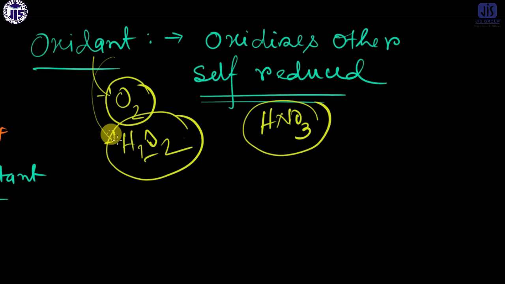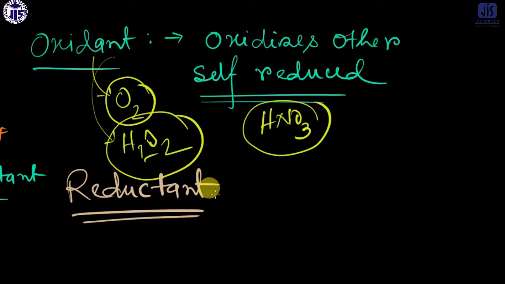I will show you the reaction. When I discuss the reaction, it will be more clear to you how we can understand that oxygen, H2O2 or HNO3 are the oxidant, or that these oxidize others and are self reduced. In the opposite way, the opposite of oxidant is actually called the reductant. So another name in this field is the reductant.